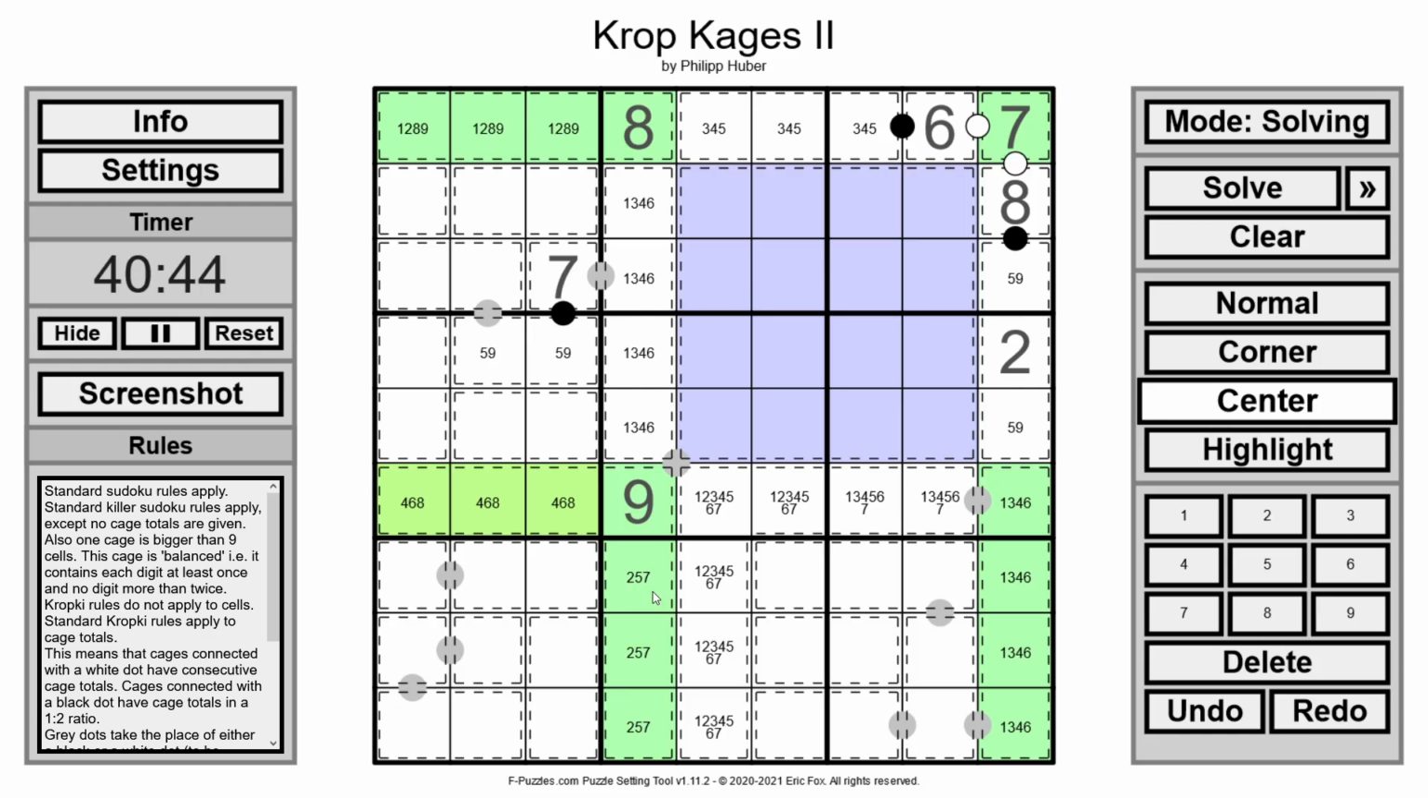So now we've got a lot of cleaning up to do with the pencil marks, because we cannot have a 4 and we cannot have a 6 in these cells right here. We cannot have a 4 and we cannot have a 6 in here. Also, we cannot have 2, 5, and 7 in these 3 cells.